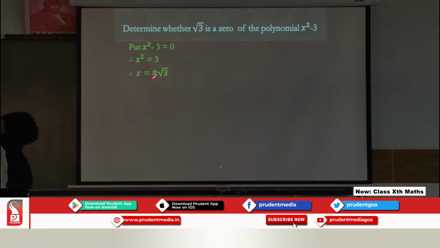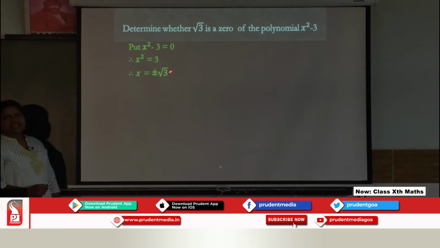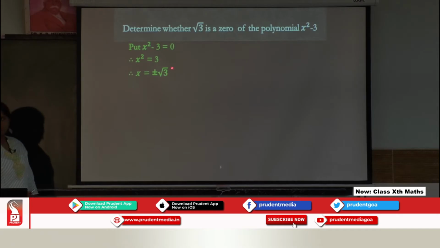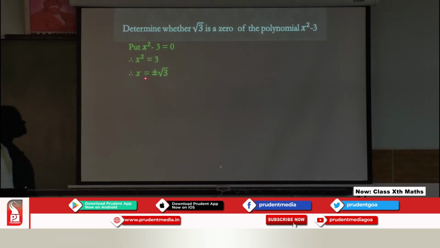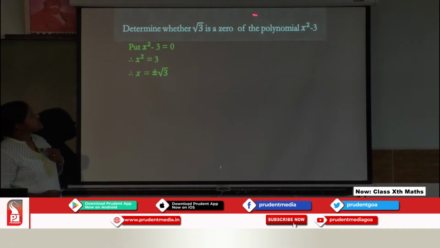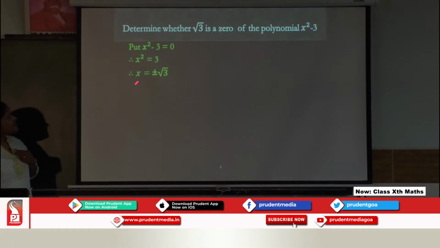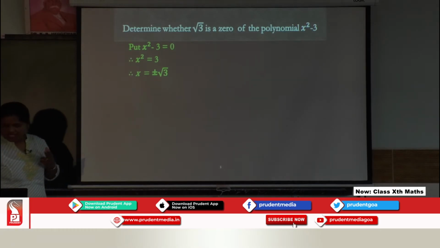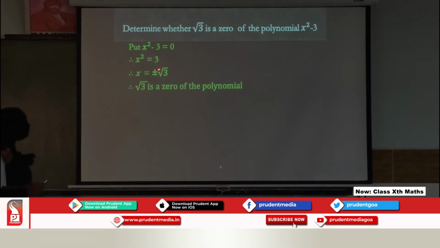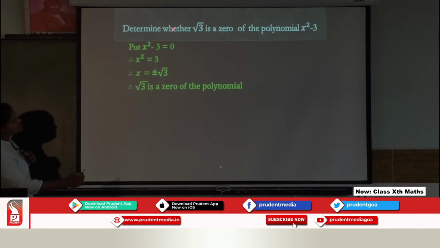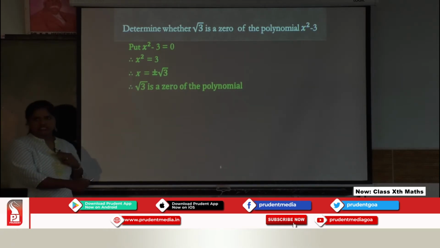Therefore, x is equal to plus or minus root 3. The square will change to root sign. Therefore, x is equal to plus or minus root 3. You will always get two answers since it is a quadratic polynomial. The first root will be positive root 3 and the second one will be negative root 3. And if you see, one of the answers, that is positive root 3, satisfies this condition. Therefore, root 3 is a 0 of the polynomial.